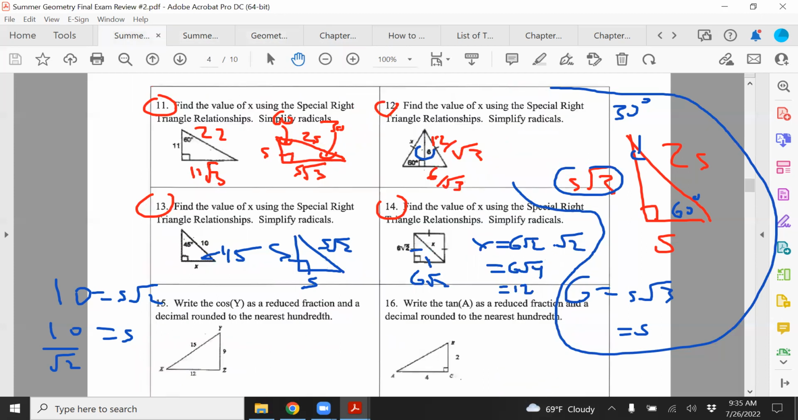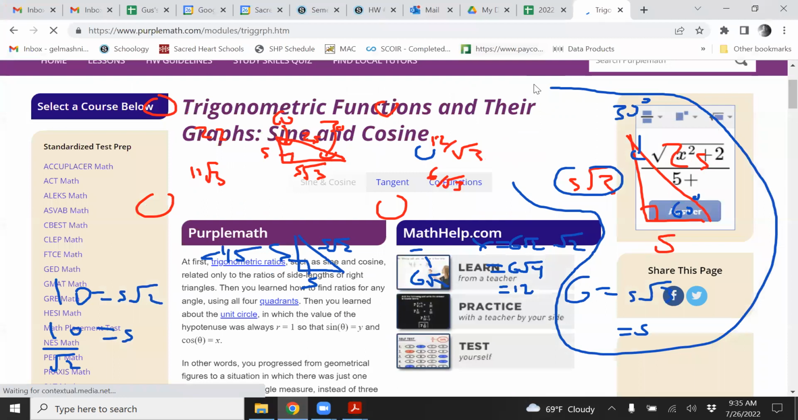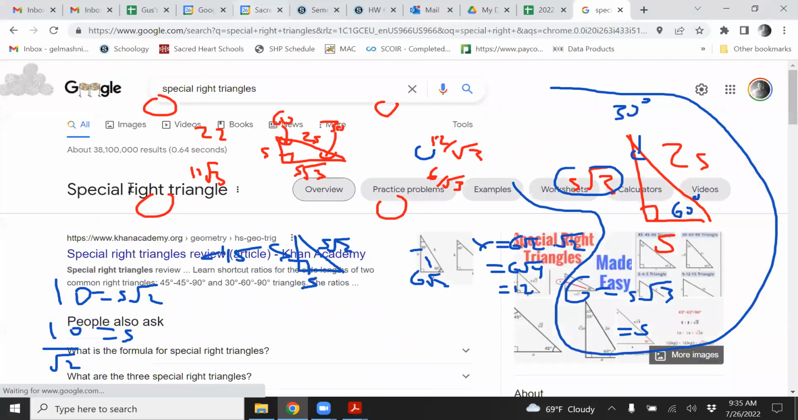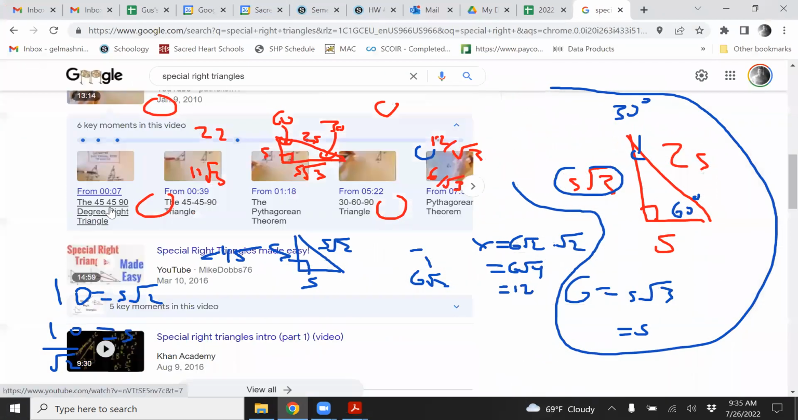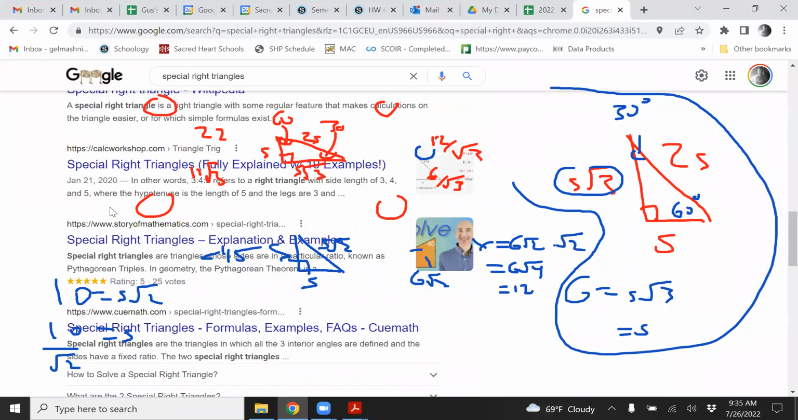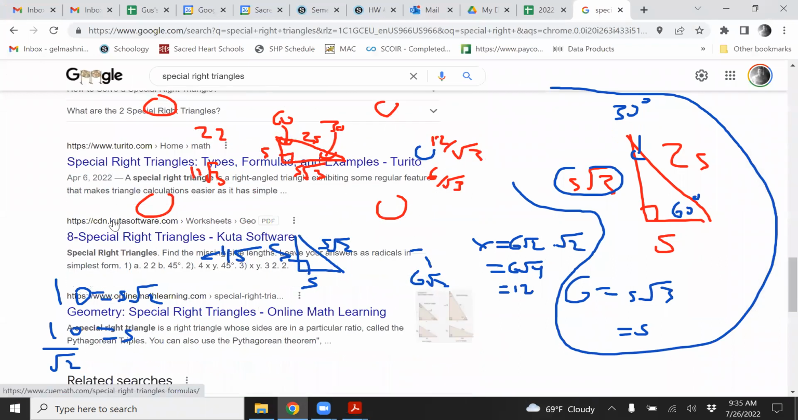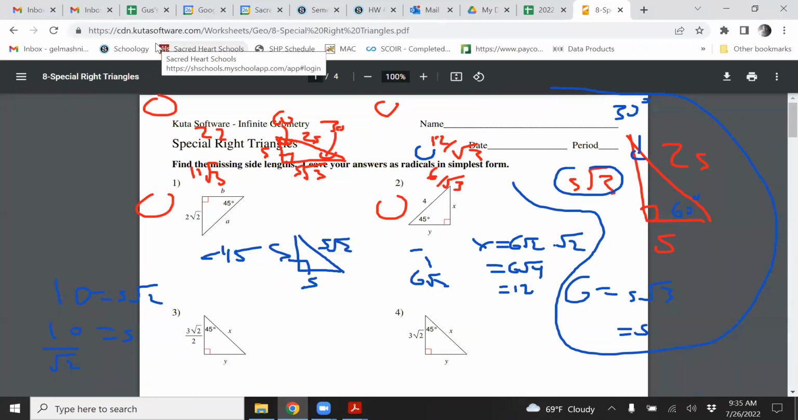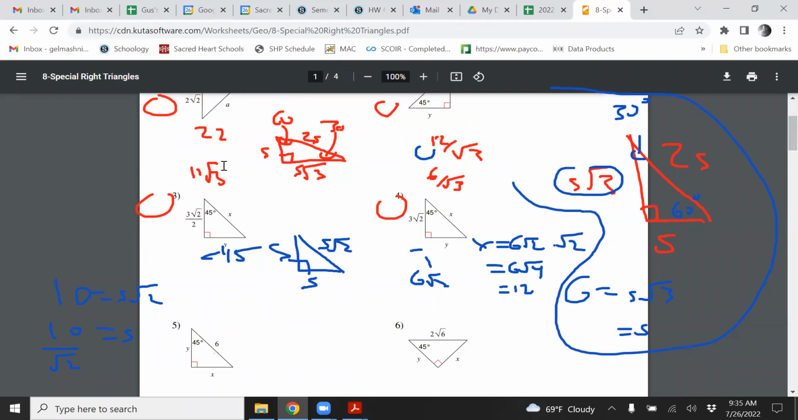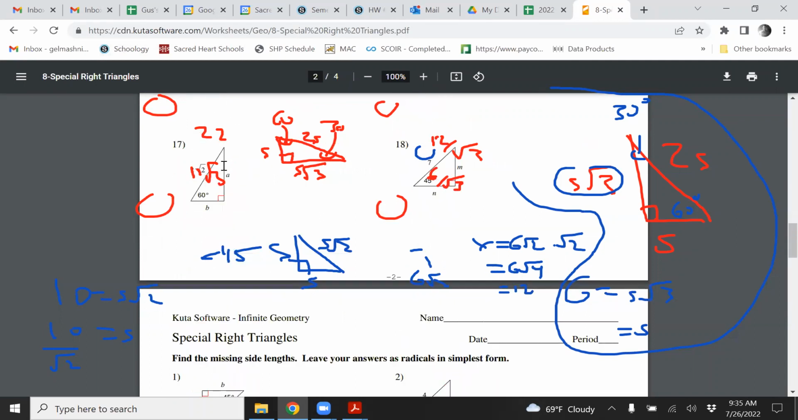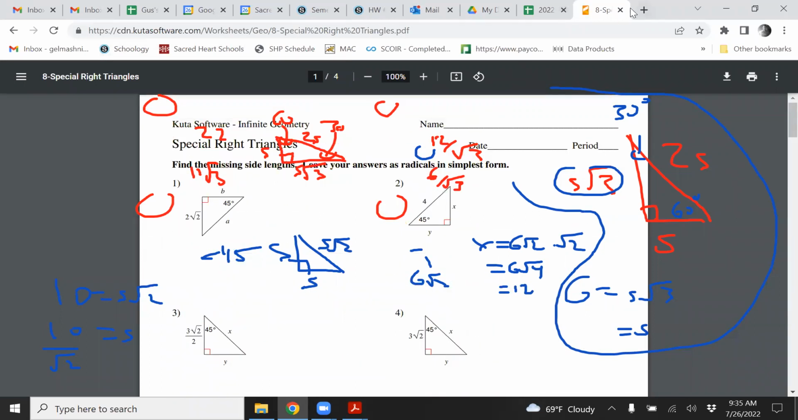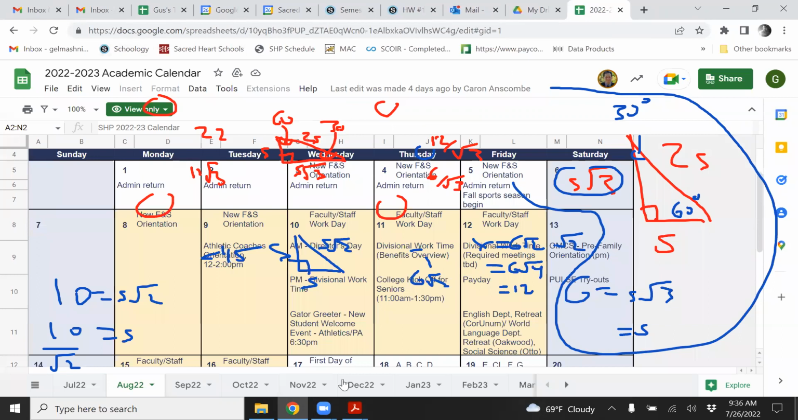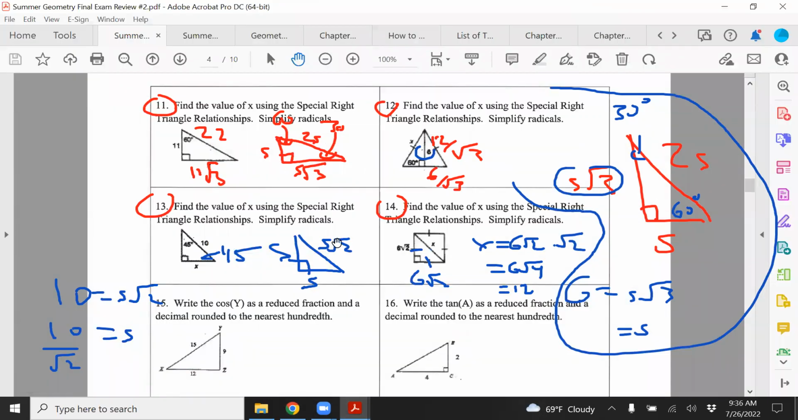Even if this purple math site isn't doing the special right triangles, if you search special right triangles, you'll find enough resources here. Khan Academy or other stuff, Wikipedia. Or if you want extra practice, I find this site, it's called Kuta. If you type in Kuta worksheets and the topic, it gives you plenty of practice problems and all the answers. I use these worksheets all the time. So that's all good.